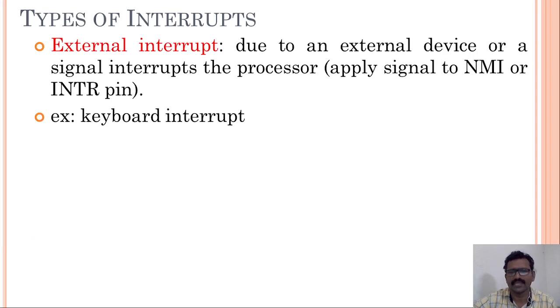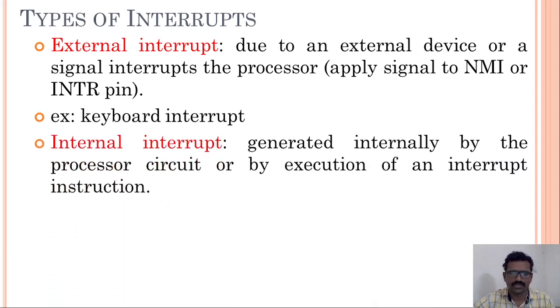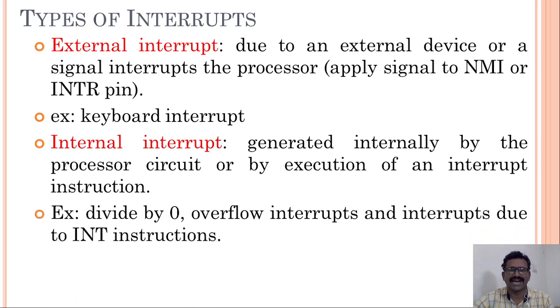That interrupt is called an external interrupt. An example is a keyboard or mouse. The second one is internal interrupts: interrupts generated internally by the processor circuit or by execution of an interrupt instruction, that is the INT instruction. Examples are divide by 0, overflow interrupts, and interrupts due to the INT instruction. So, two types: internal interrupts and external interrupts.